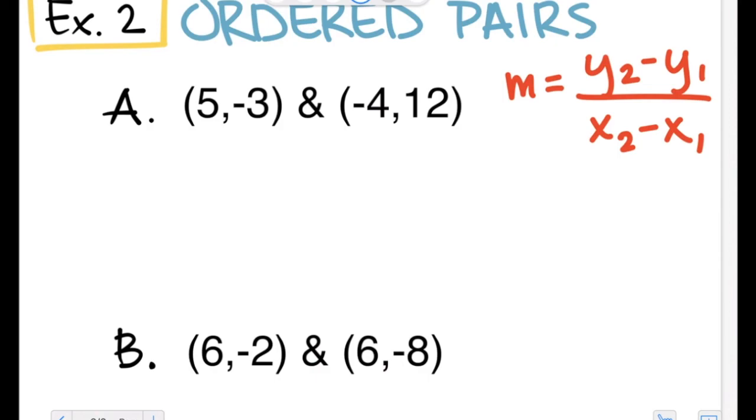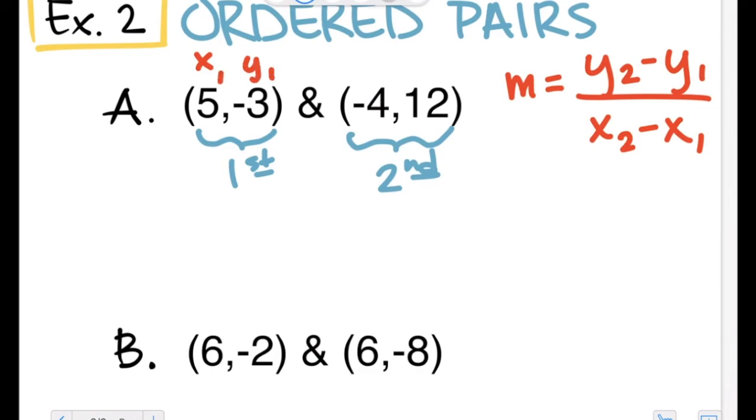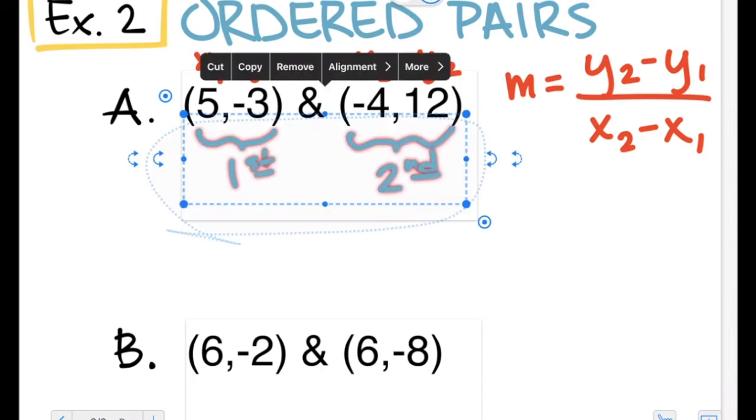Remember, x comes before y in an ordered pair, and we're going to call this ordered pair the first ordered pair and this ordered pair the second. It's not wrong if you go the opposite way, but it's just kind of natural to say the left one is the first and the right one is the second. So remember, x before y, so that means this is x1, and then -3 is y1. For our second ordered pair, here's our x2, and our 12 is our y2. So now it's just an issue of plugging numbers into the formula and then simplifying.